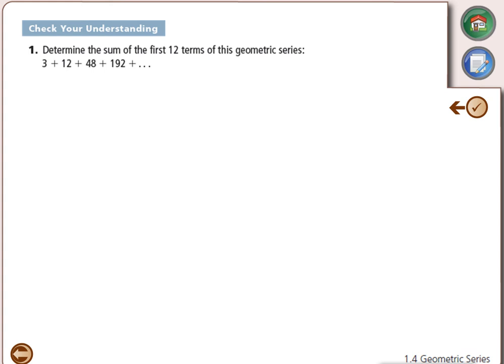Example 1. So you're copying down there, page 45 right on the side. And we've got, determine the sum of the first 12 terms of this geometric series. Well, they said sum and series and geometric, so we know we're using this formula. Sn equals T1 bracket 1 minus r to the n over 1 minus r.